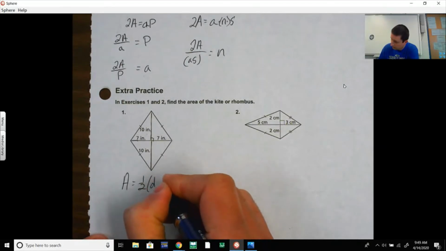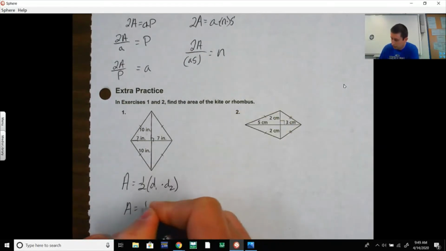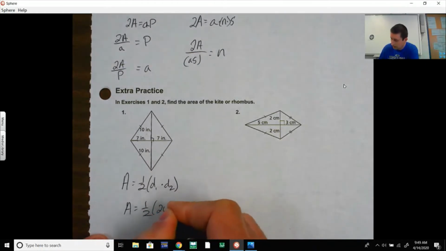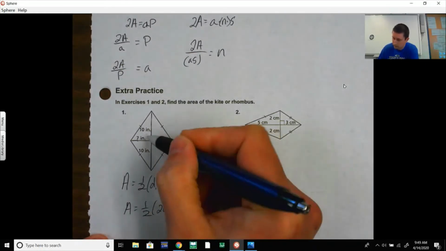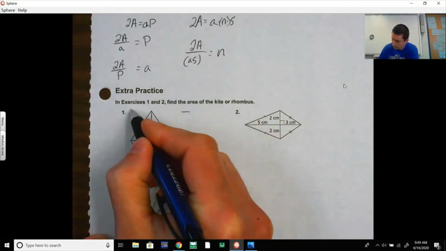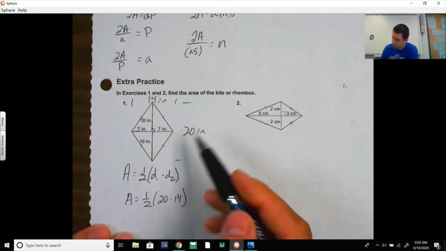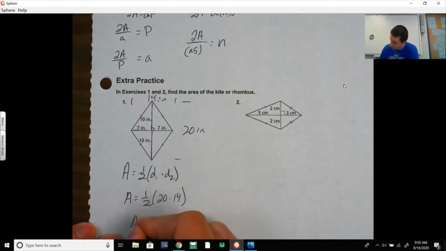The diagonal goes clear across, so the area equals 1/2 times 20 times 14. So the whole length from here to here is 20 inches, and from left to right it would be 14 inches. Okay, you use the entire length, not just half of it. So area 1/2 times 20 times 14, that'd be 140 square inches. Okay, 140 square inches.